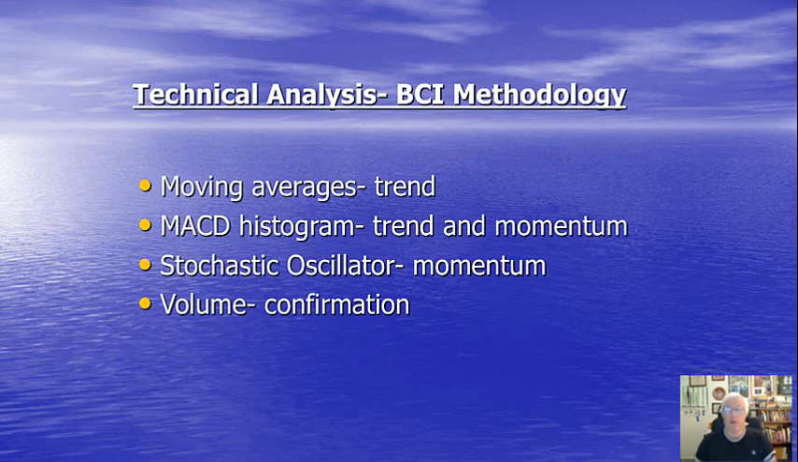Now, we don't have time in this brief video to go into depth with technical analysis, but I'm happy to share with you the parameters that we use here in the BCI community for technical analysis. And that is, we use moving averages, 20-day and 100-day exponential moving averages to identify trend. We look at the MACD histogram, which identifies both trend and momentum and is predictive of future price movement. We look at the stochastic oscillator, which identifies momentum, and we confirm everything by looking at volume.